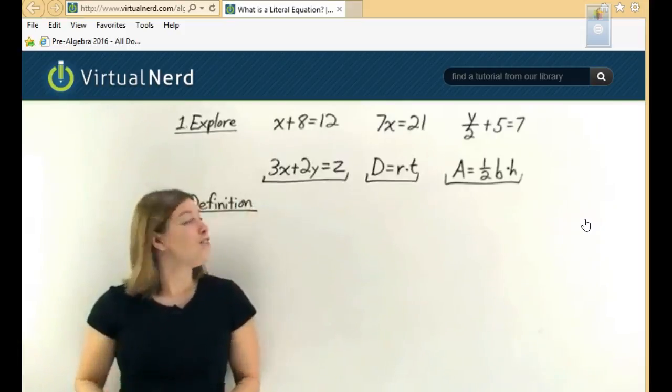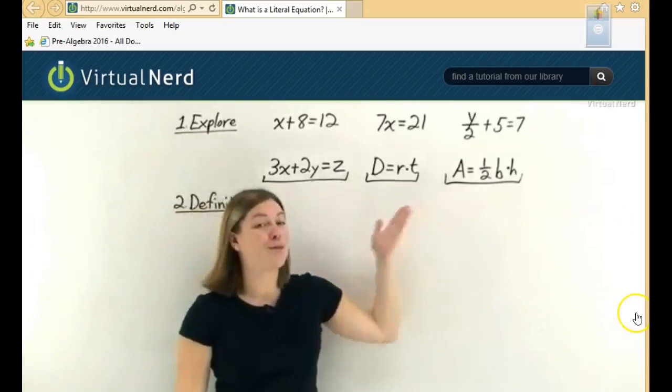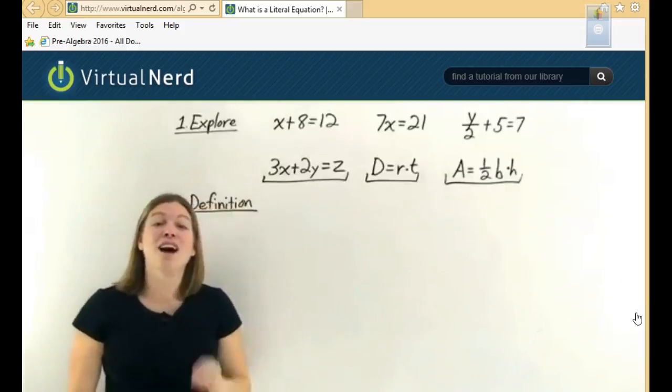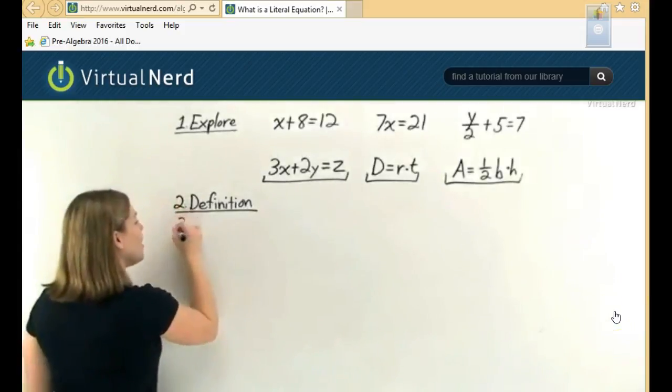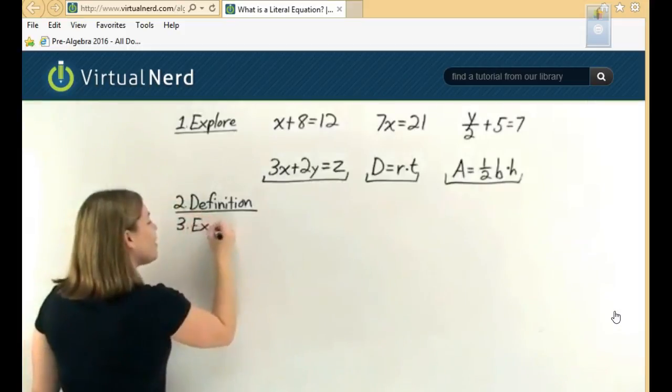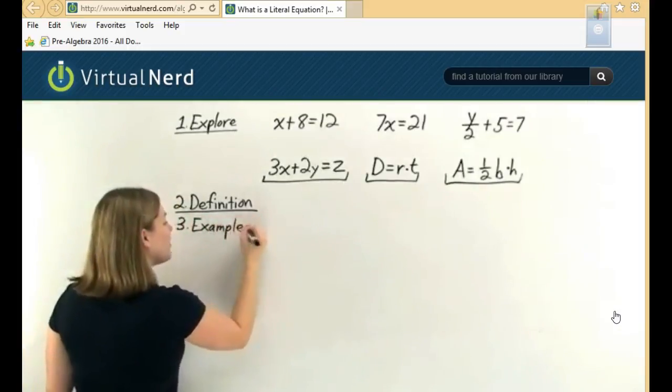You're writing it down, Caleb. You with me? So each of these equations that has more than 1 variable is called a literal equation. Now, to help us gain a little better understanding of these literal equations, let's go ahead and take a look at some more examples.